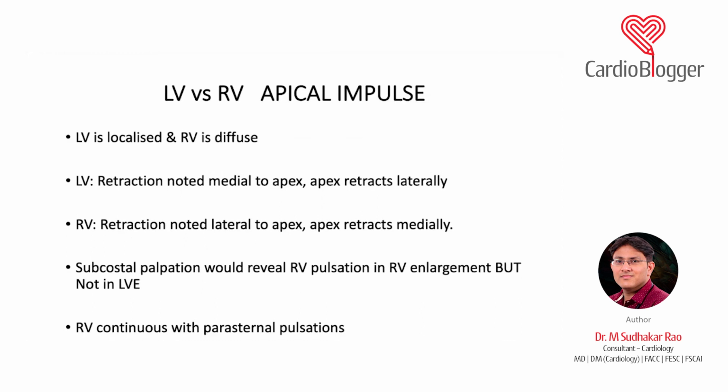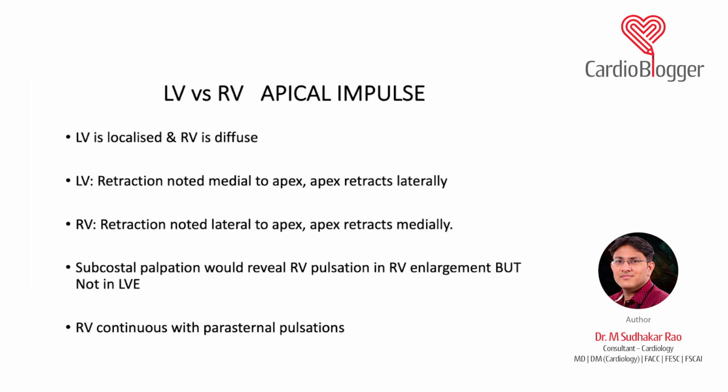However, an LV apex is always shifted down and out. So if you are finding an apex in the fifth intercostal space in a normal size individual, it can still be an LV apex, but ideally an LV apex should be down and out. But an LV apex is usually localized. So in cases with aortic stenosis or hypertrophic cardiomyopathy, where you find the apex in the same position, you should never tell what type of apex it is.